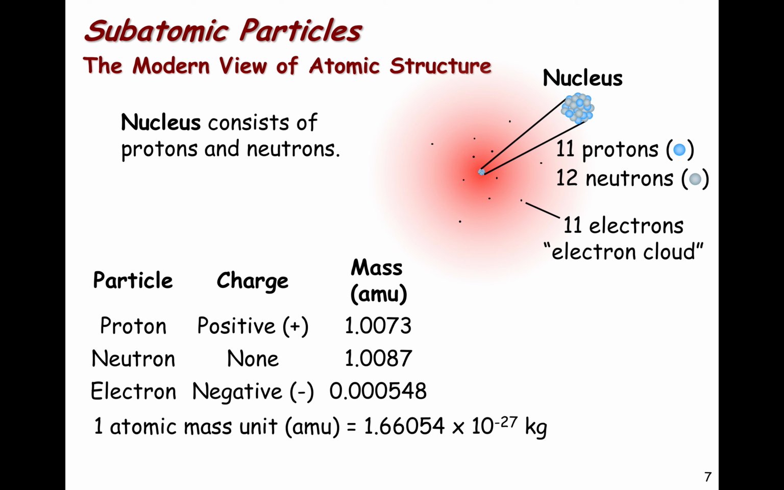Surrounding that nucleus must be the same number of negatively charged particles as there are positively charged particles in the nucleus, so hence there must also be 11 electrons to give a net neutral charge. So we know that the electron is the negatively charged particle, yet its mass is extremely small, essentially non-existent in comparison to the protons and the neutrons.